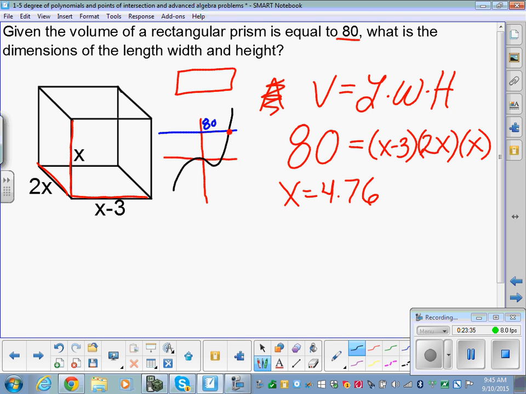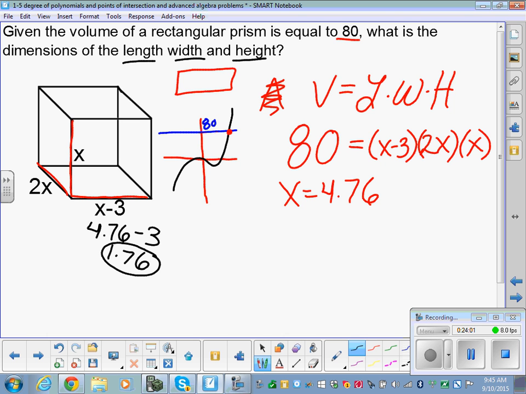Now, what were we asked to find? The length, the width, and the height, true? Well, now can't we find it since we know what x is? Right here's the length, right? To find the length, we know x is 4.76. So we'll do 4.76 minus 3. Does that make sense, everybody? To find the actual length. Does everybody understand what I'm doing here? So we get 1.76. The length is 1.76.